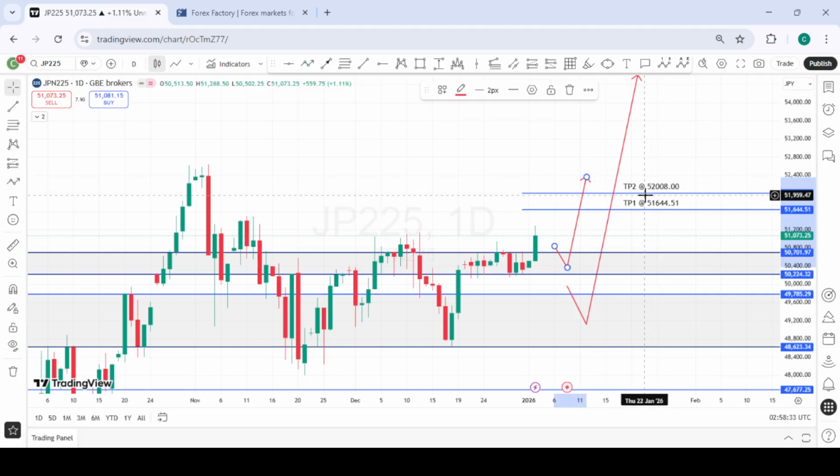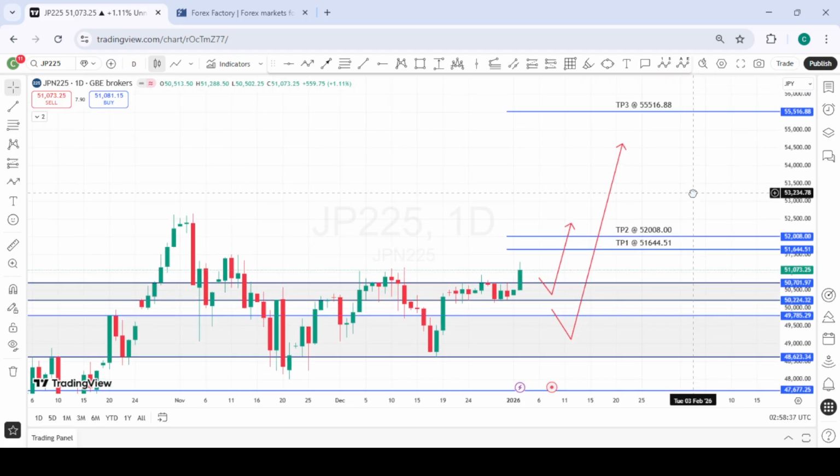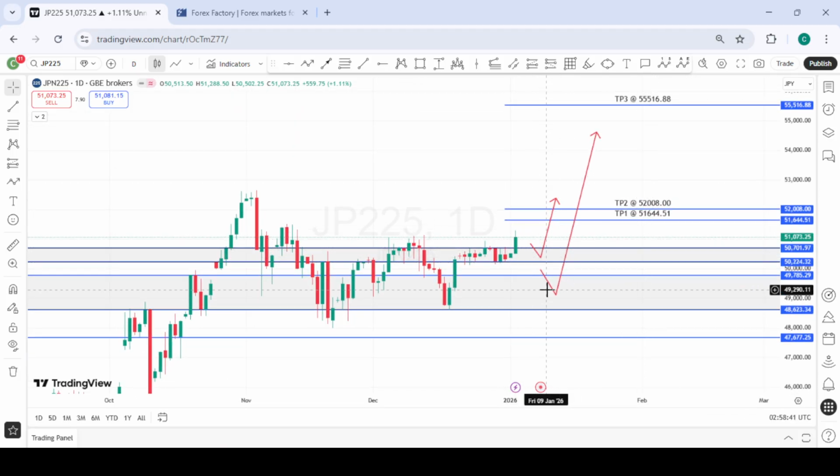So these are very immediate targets we have, and then the extreme target we have is about here. Should price still make its way back into this zone, we'll still be looking out for the buys to the upside. So let's be on the lookout for that. Those who are crypto enthusiasts or those who are into crypto, the following are for you.